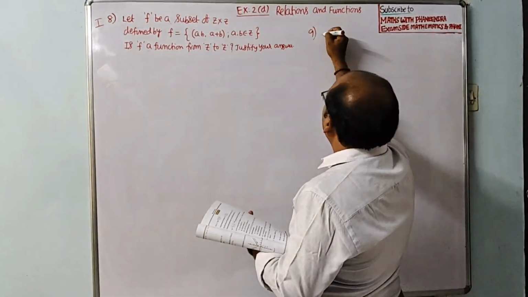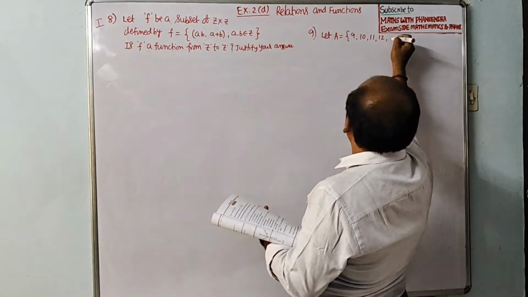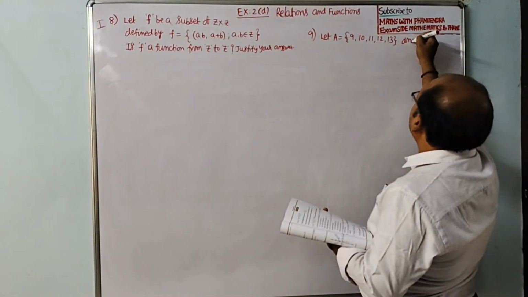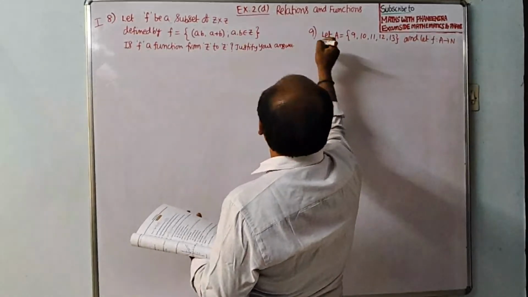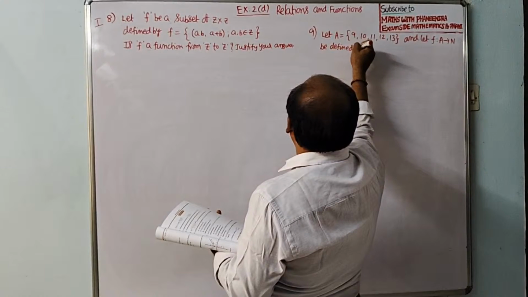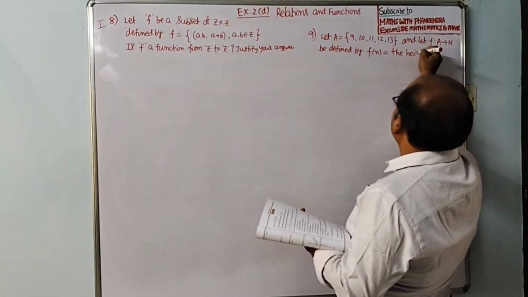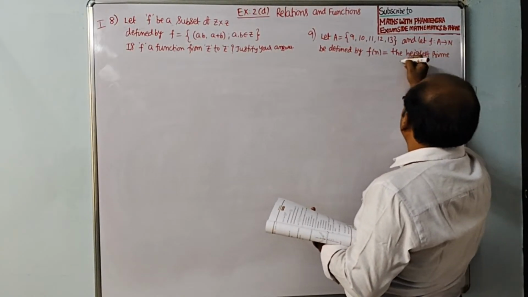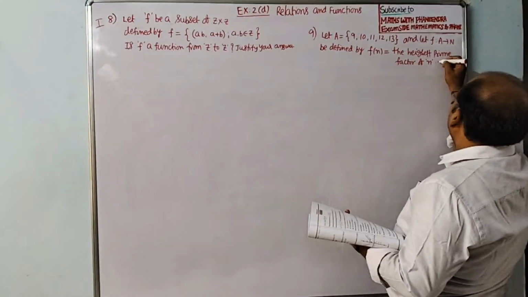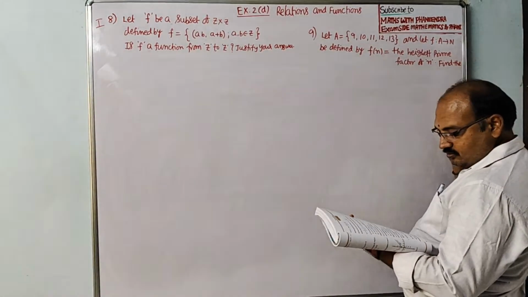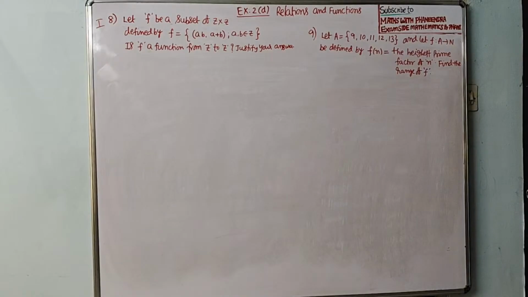Similarly, question number 9. Let A equal to {9, 10, 11, 12, 13} and let F, defined from A to N, be defined by F of N equal to the highest prime factor of N. Find the range of F. That is the question, dear students.